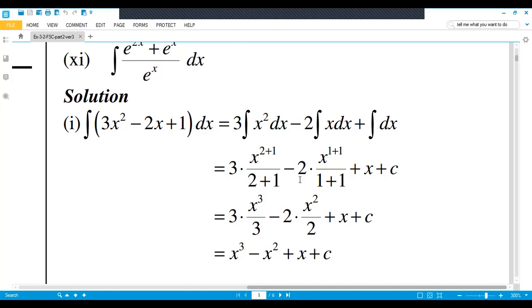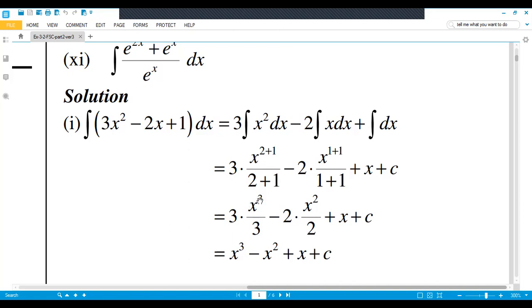Minus 2 as it is. And in x, the power is 1. So in the power 1 will be added, and the same power you divide by. And for the constant 1, x will come with that. So x and plus c. C is the constant which will come with each integration when you take the integration.